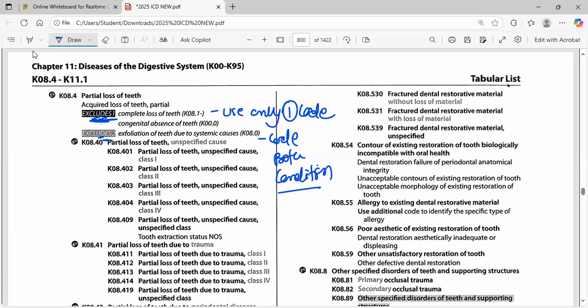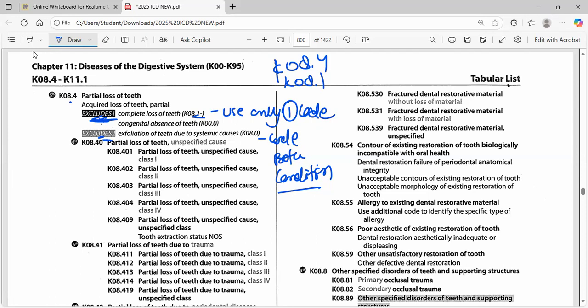So let's say our documentation states that the patient has a partial loss of teeth as well as a complete loss of teeth. For partial loss, we have K08.4, and for complete loss, our code should be K08.1. Now we can see in our manual that K08.4 and K08.1 are listed in the Excludes1 of each other. So whenever a code is listed in the Excludes1, that means we have to code only one condition at a time. We cannot code both the conditions together at the same time.